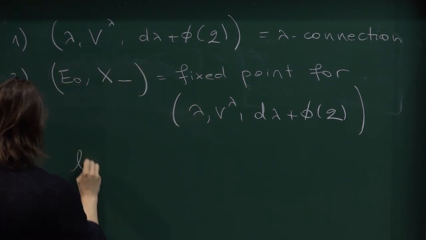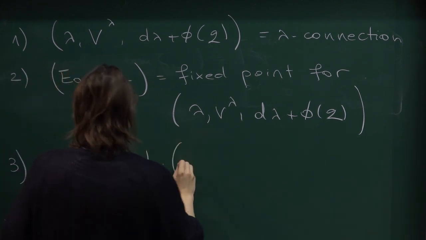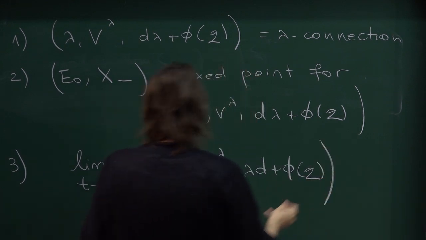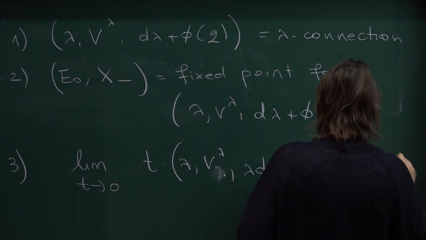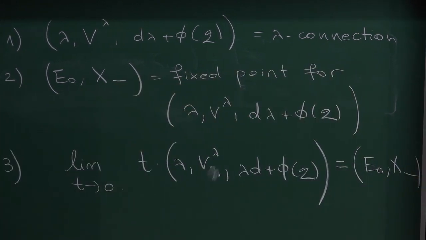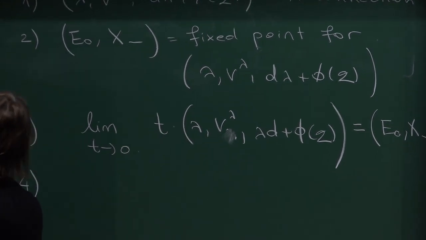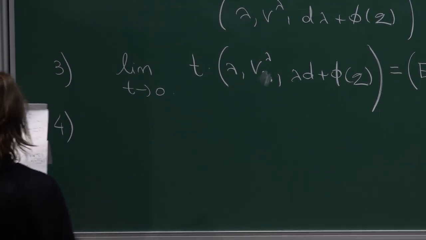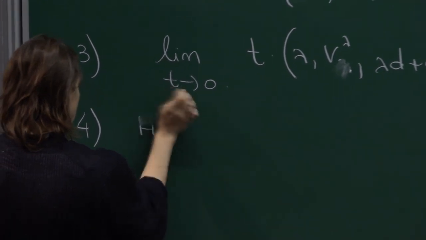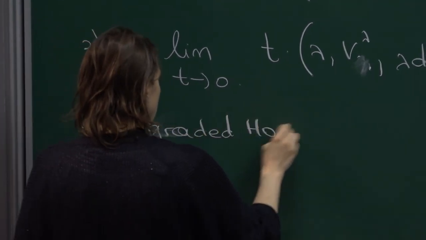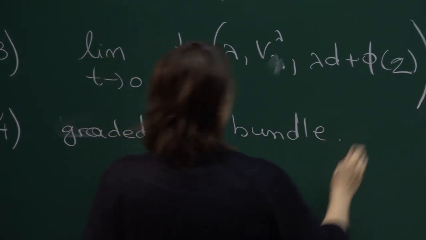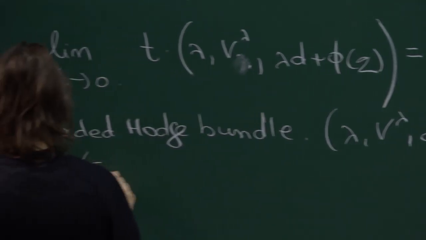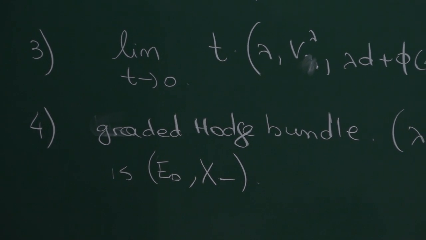And the third part is that the limit when t approaches zero of t times lambda v lambda and lambda d plus phi of q, so these are just these uppers, but now they became lambda connections, is just, well, the same point. And finally, the fact that the graded Hodge bundle associated to this lambda connection is going to be E0 and X minus. So these are some statements we can easily check.